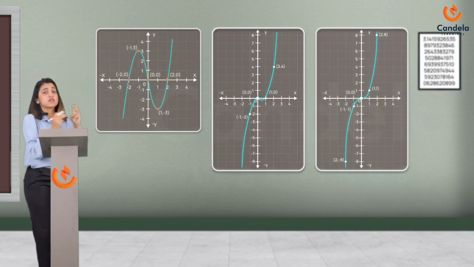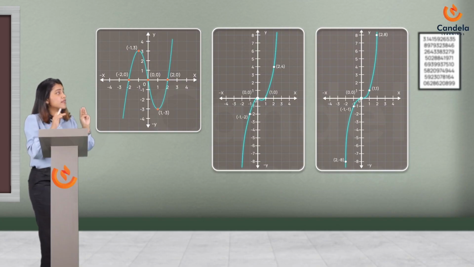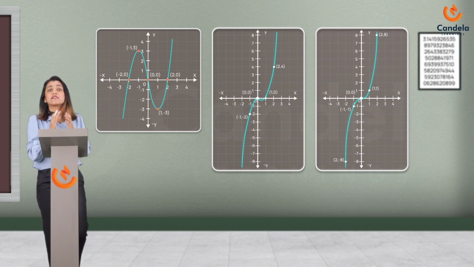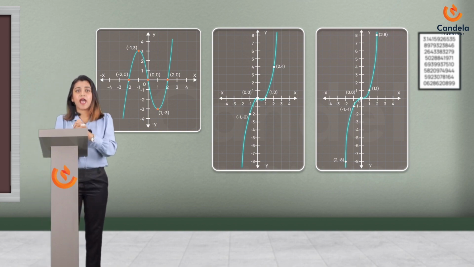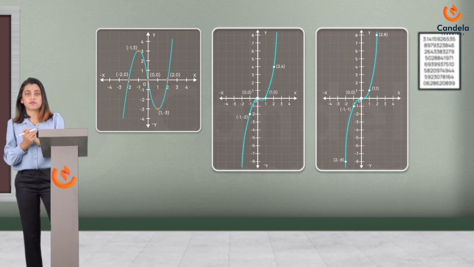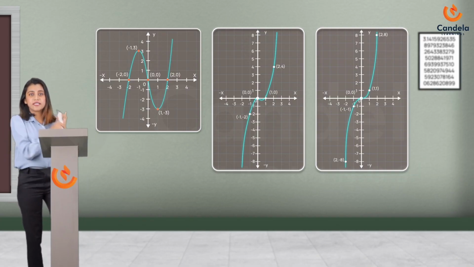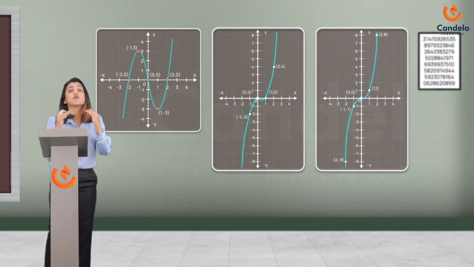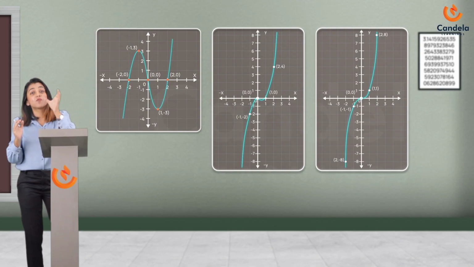So we have gone through 3 graphs and it does not have a fixed shape, which means for any cubic polynomial there is no fixed shape, and a cubic polynomial will have at most 3 zeros, either 0 zeros or 1 zero or 2 zeros or 3 zeros, but not more than that. It will have at most 3 zeros.